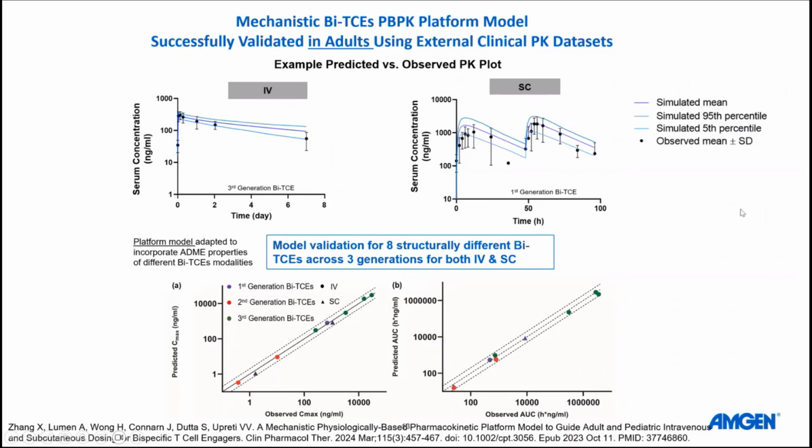We further went ahead to include 8 structurally different BiTCEs across the 3 generations of molecules for both IV and SC dosing, and adapted the model to incorporate the administration properties of these different BiTCE modalities and further this validation. The bottom shows the observed versus the predicted PK parameters, Cmax and AUC. You can see that the predicted numbers are always within the twofold range of the observed data. So this further indicates the accuracy of the model prediction, at least for the adult part of the model.